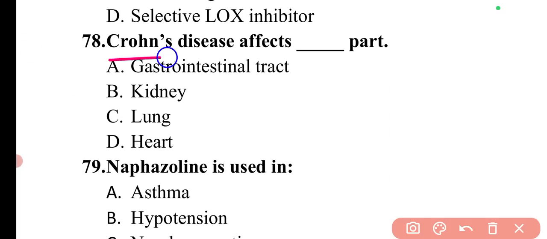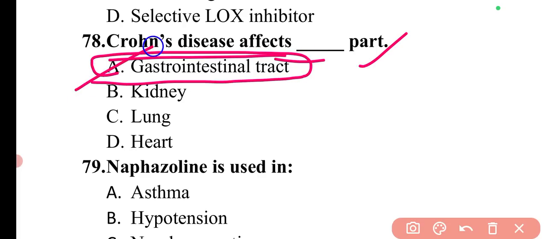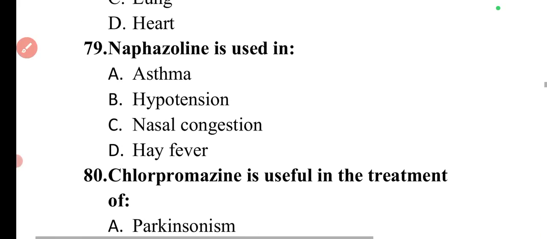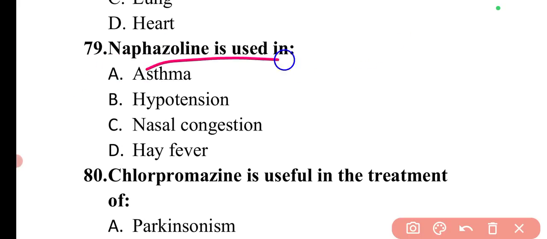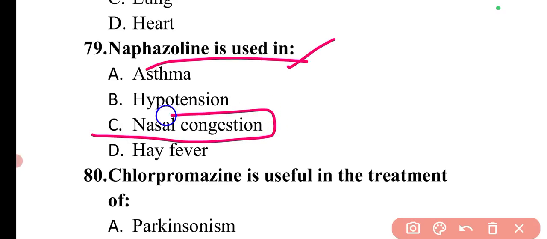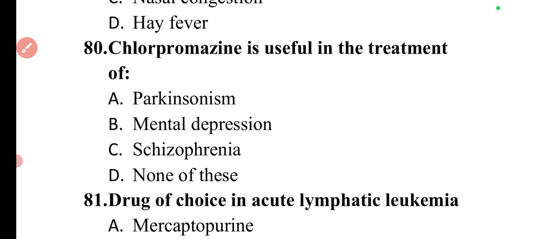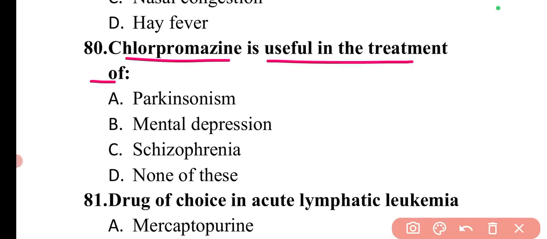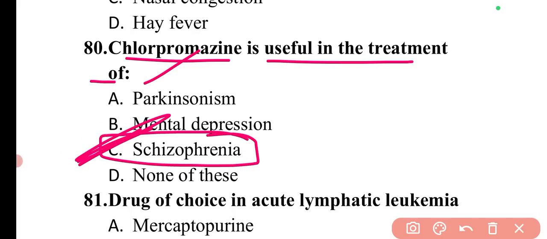Next question is, Crohn's disease affects the dash part. So basically Crohn's disease affects the gastrointestinal tract part. So here option A will be the correct answer. Next question is, naphazoline is used in. So naphazoline is a drug which is used in nasal congestion. So here option C is the correct answer. Next question is, chlorpromazine is useful in the treatment of. So chlorpromazine is used in the treatment of schizophrenia. So here option C is correct.